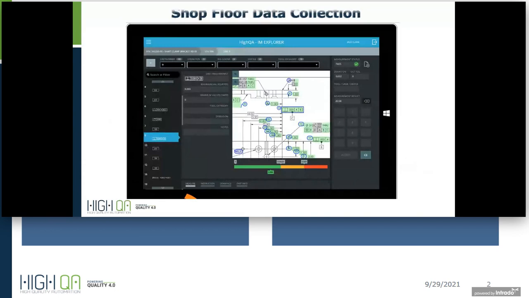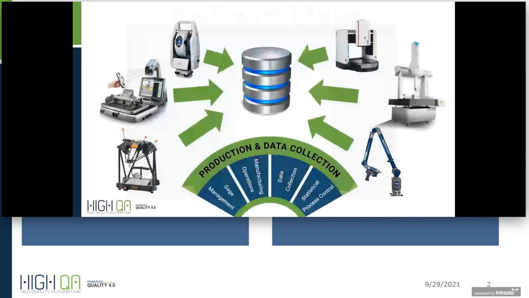For measuring manual in-process checks on the shop floor, we have a simple, intuitive interface the machine operator or floor inspector can use. They don't have to use it, but it's another tool available to them from HiQA. Not only shop floor data, but we can automatically bring in data from any automated measurement device. And it's software agnostic as well.